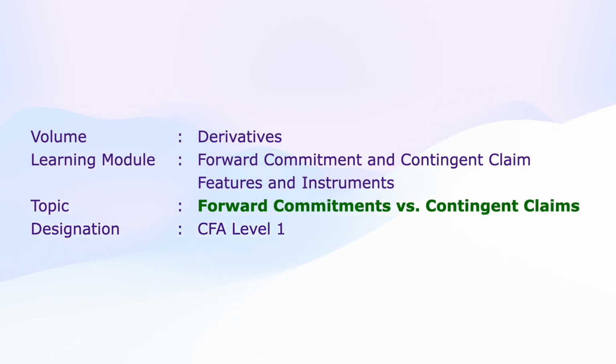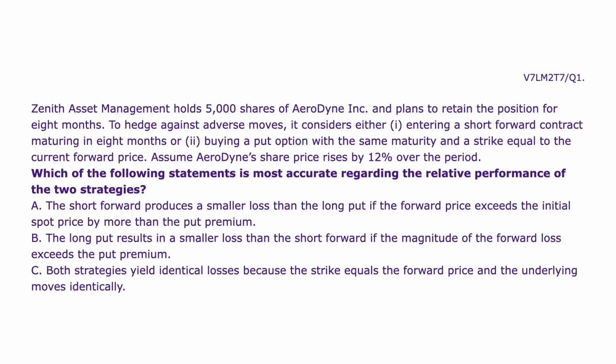This topic is about forward commitments versus contingent claims. Zenith Asset Management holds 5,000 shares of Aerodyne Incorporated and plans to retain the position for 8 months. To hedge against adverse moves, it considers either 1. Entering a short forward contract maturing in 8 months, or 2. Buying a put option with the same maturity and a strike equal to the current forward price. Assume Aerodyne's share price rises by 12% over the period. Which of the following statements is most accurate regarding the relative performance of the two strategies?